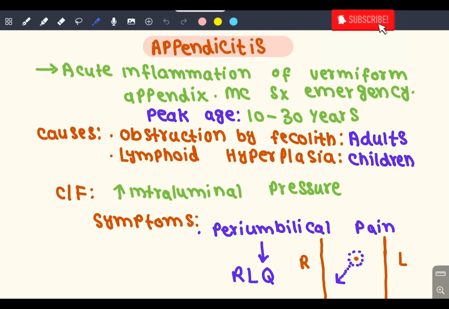So what is the age at which appendicitis occurs mostly? That is the peak age, and it is from 10 to 30 years. In between this time, the most common occurrence of appendicitis happens.